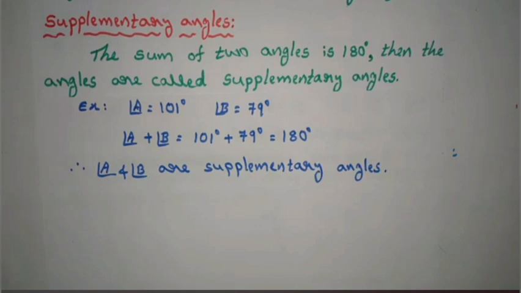Next one is supplementary angles. If the sum of two angles is 180 degrees, then the angles are called supplementary angles. Example: angle A is equal to 101 degrees, angle B is equal to 79 degrees. Angle A plus angle B is equal to 180 degrees.